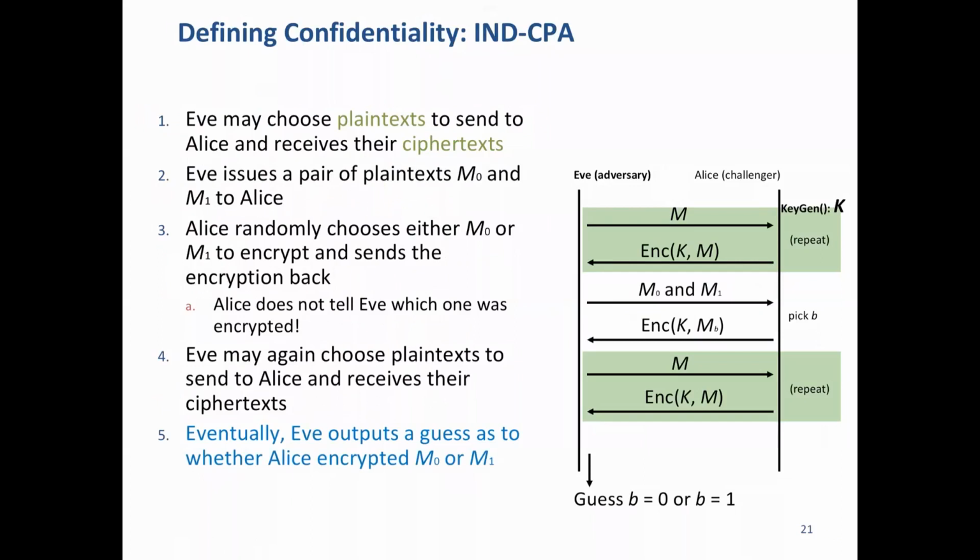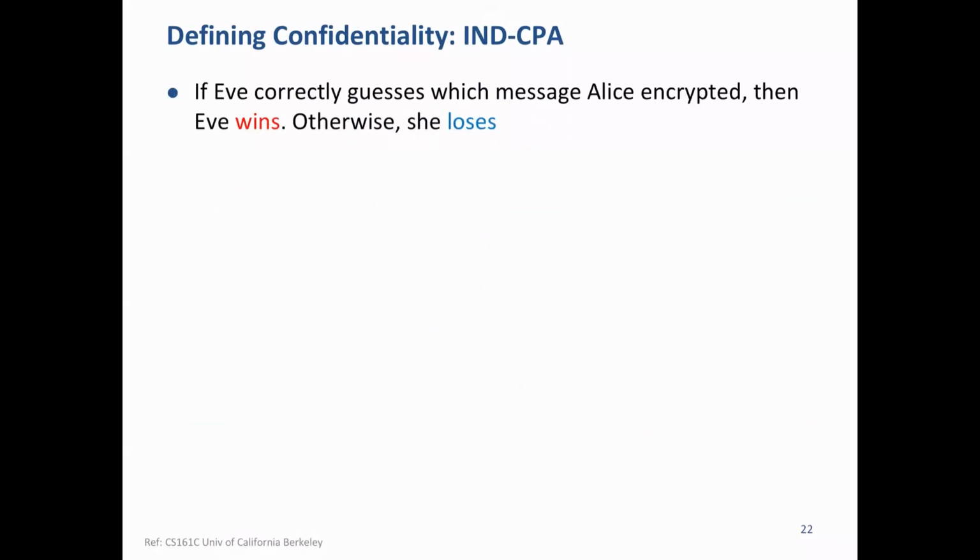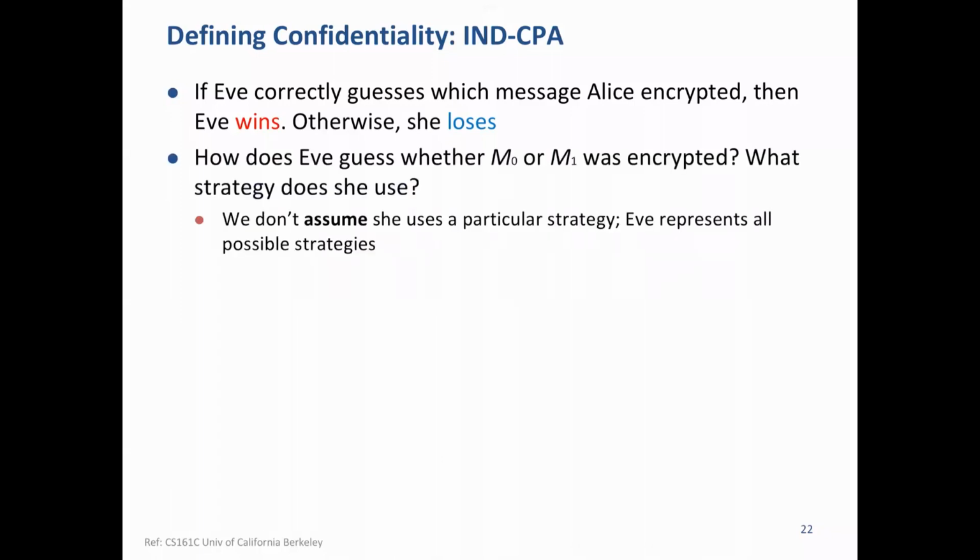Now we can say that if she is able to guess with probability more than 1 by 2, then this encryption scheme fails. So Eve has to guess which one of the two has come back in encrypted form, and if she is not able to do that, then she loses. The probability of guessing has to be significantly more than half. If she is not able to guess, then she loses. Any question?